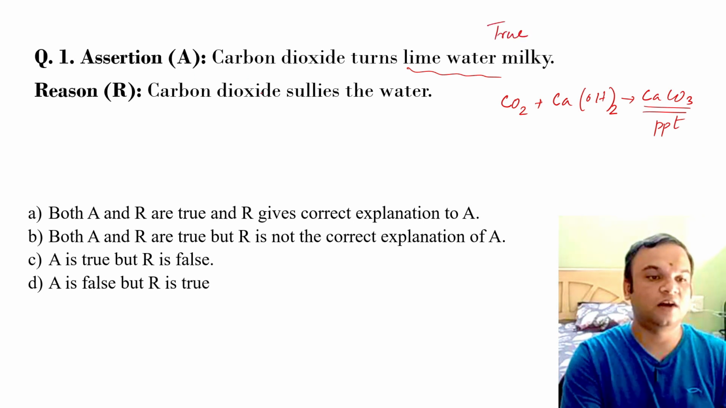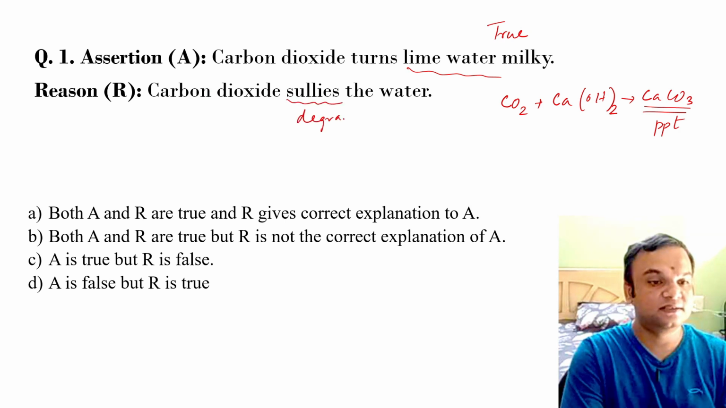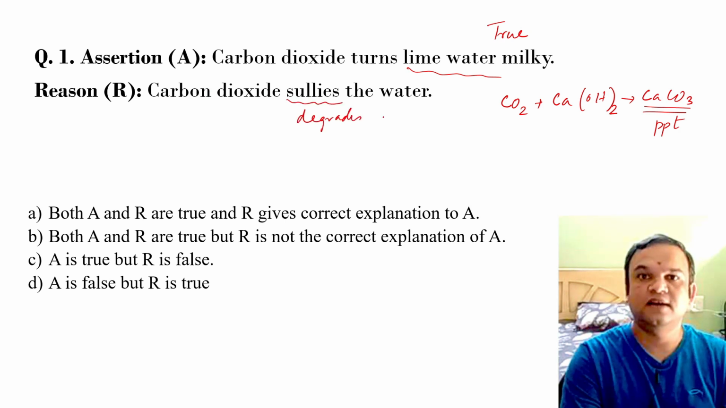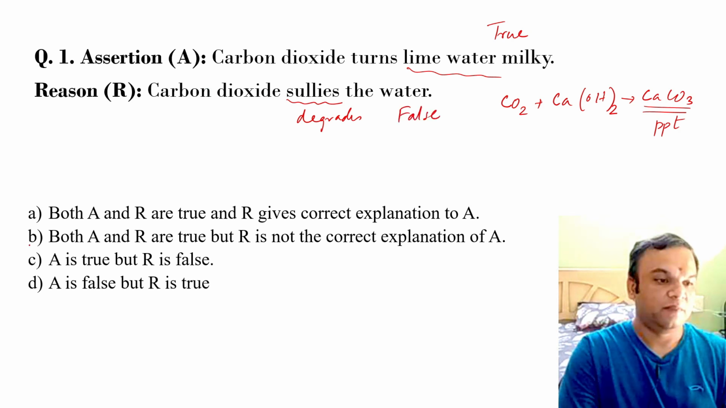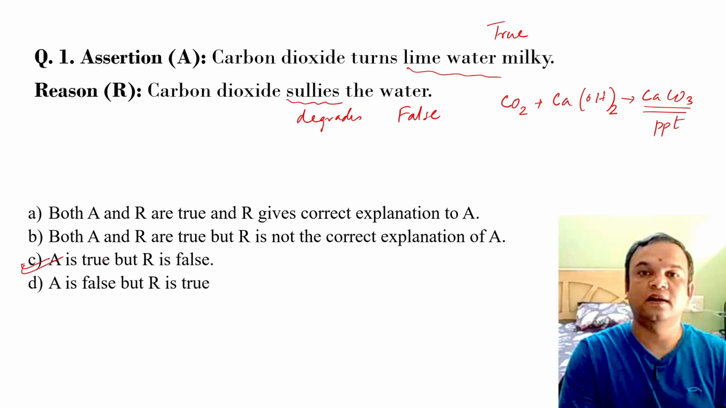Reason states that carbon dioxide sullies the water. Sullies का मतलब होता है degrades the water, but carbon dioxide does not degrade the water, and that is why it is a false statement. So the correct option will be option C. A is true but R is false.